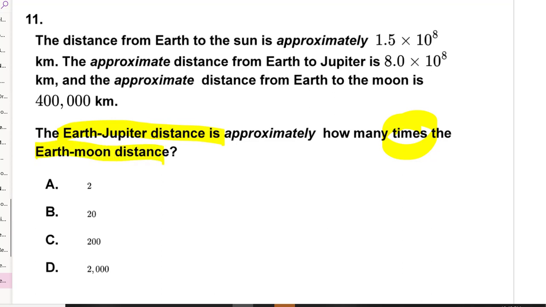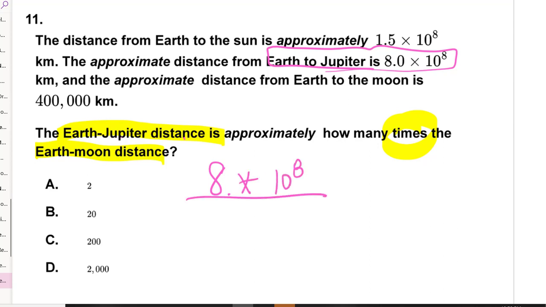So first of all, what am I going to be putting into my calculator? Earth to Jupiter is this number right here. 8. And I really don't need this decimal zero, so I'm just going to put 8 times 10 to the 8th. And to figure out how many times, I'm going to actually divide. So Earth to Moon is 400,000. I'm going to divide by 400,000.